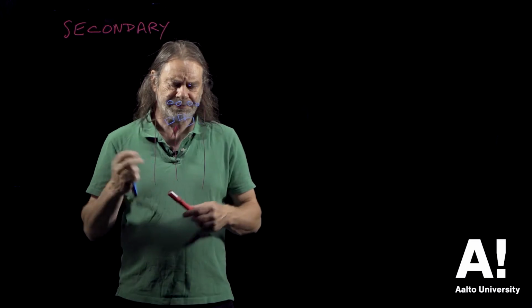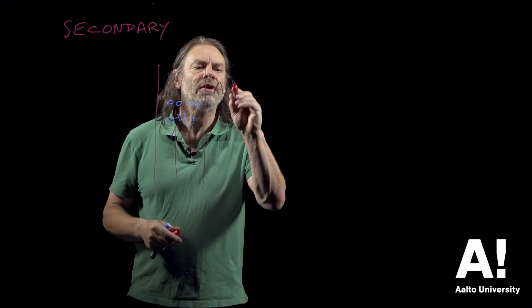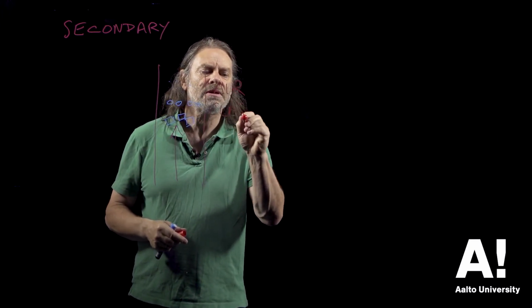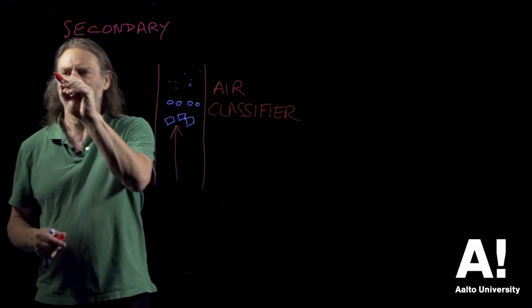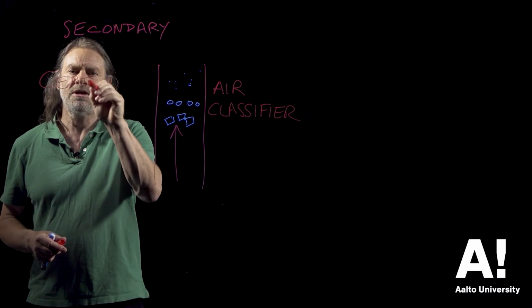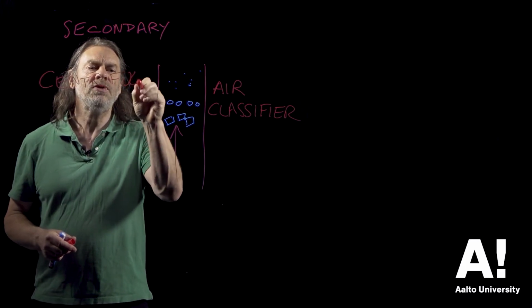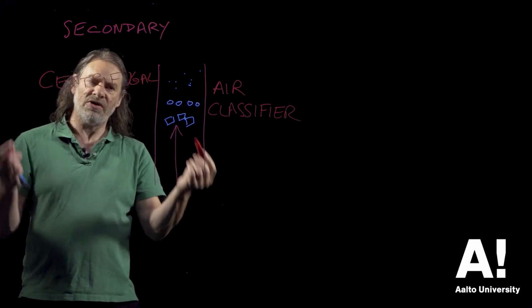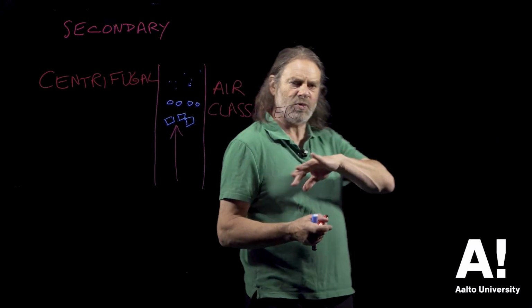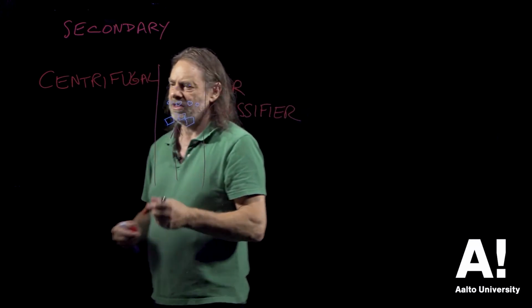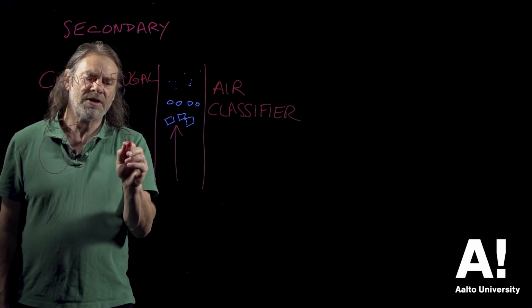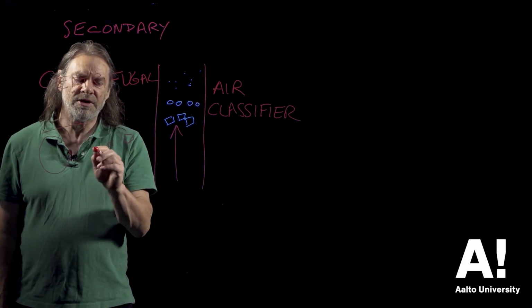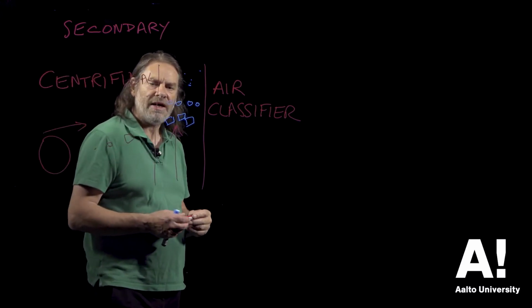So yeah, that's an air classifier, very commonly used. But you can also use other types of classifiers which are centrifugal, or rely on the fact that a heavier chip will be flung further. So if you throw them off a wheel, then the heavier chip's going to go there, the middle chips are going to go there, and the lighter chips are going to go there.